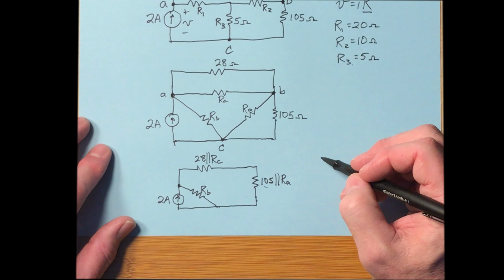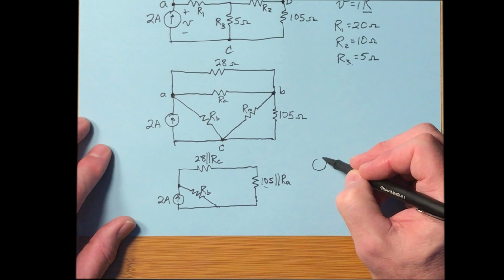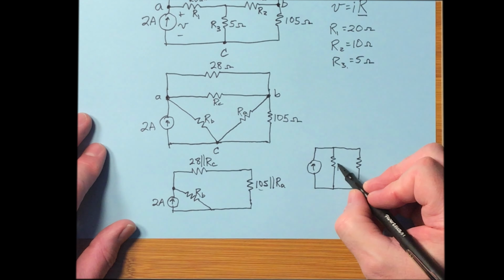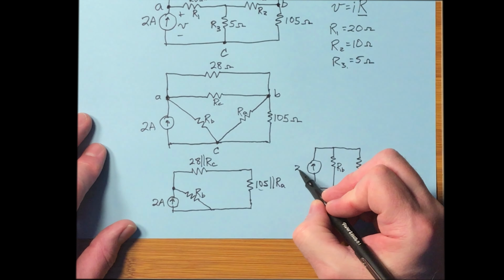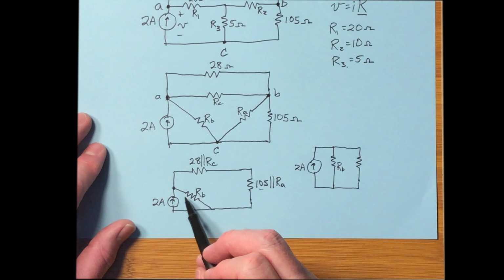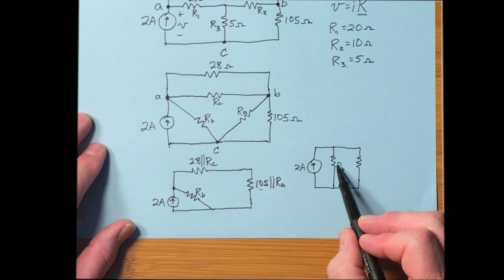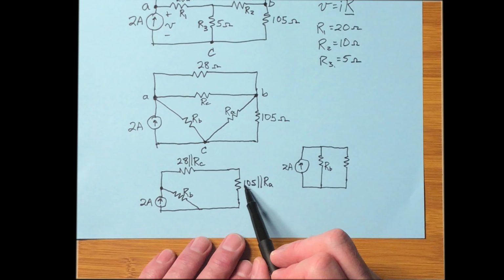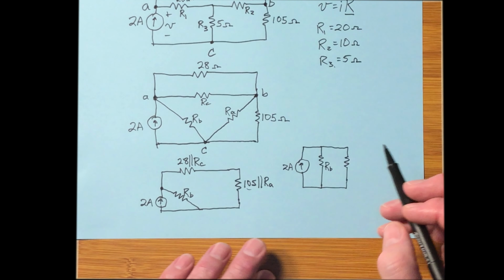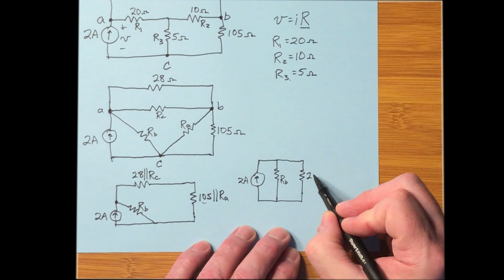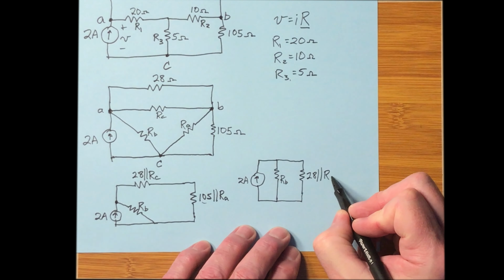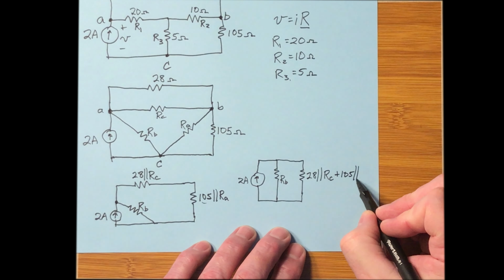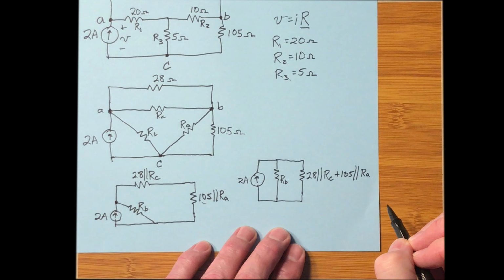And when I combine those two together, let's see, what does that look like? So this is still R sub B. This is still the 2 amp source. All I did is move R sub B around, put it in this position. But this one over here is the combination of these two put together. So what is that? That's the 28 parallel R sub C plus the 105 in parallel with R sub A.